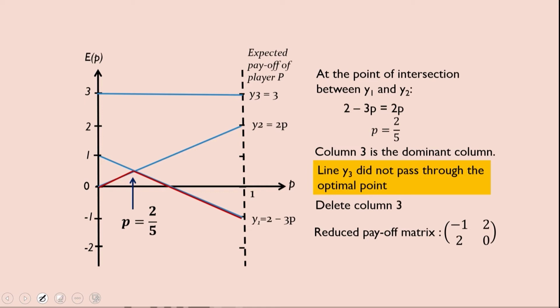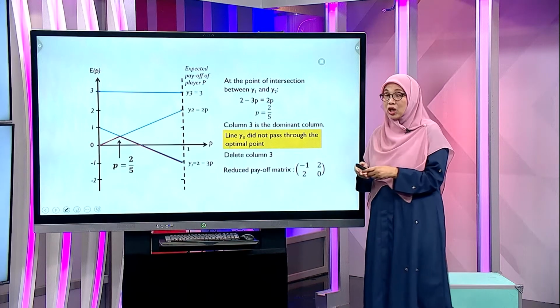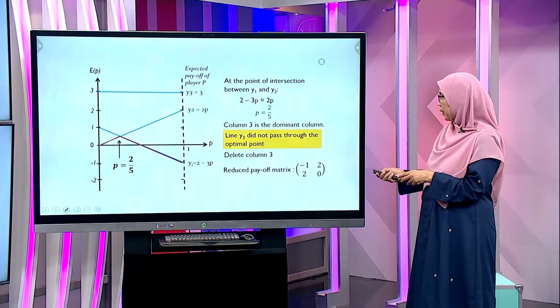When you delete column 3, we have the reduced payoff matrix 2 by 2. That's the purpose why we need to reduce, so that it's easy for us to find the optimal strategy. Okay, next.